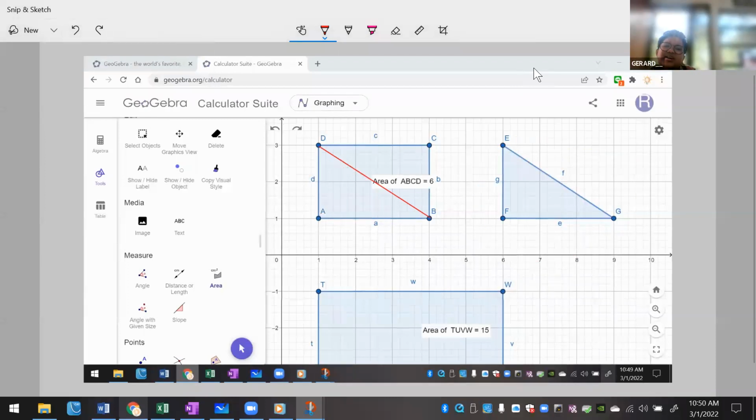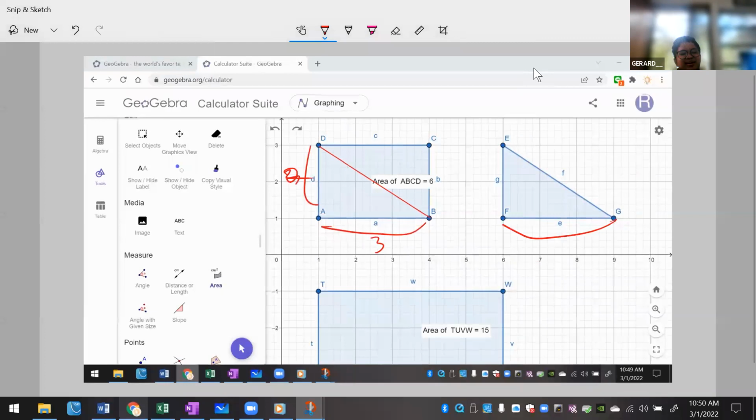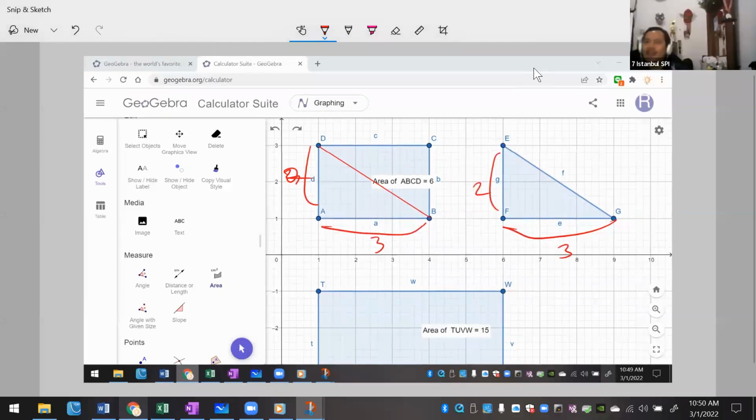Agak beda derajatnya, Pak, agak lebih tinggi. Sama persis. Ini sama persis, lihat dong. Ini kan 3, ini 2. Oh iya. Ini 3 juga, ini 2 juga, ya kan? Sama persis dong, gitu ya.